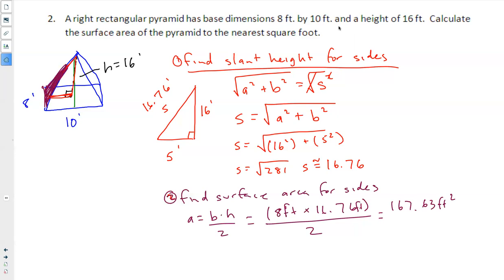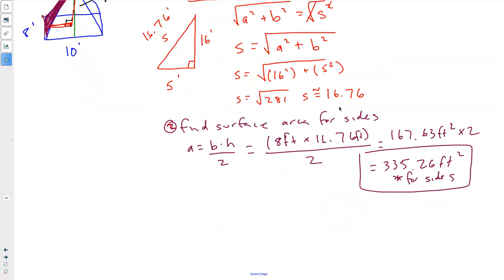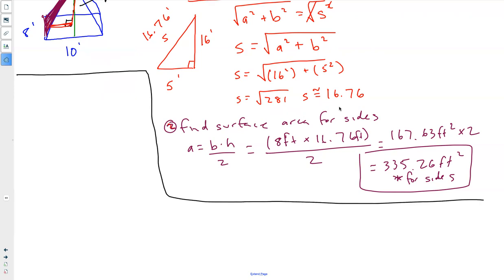But we have 2 side lengths, so I'm going to multiply it by 2 and get a value of 335.26 square feet for the sides. Now I'm just going to hang on to that number so I don't lose it. I'm going to jump over here because I only have a limited amount of space. Now step 3, I'm going to find my slant height for the front and back.